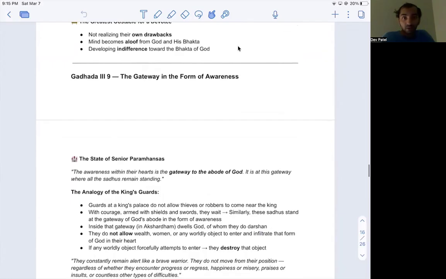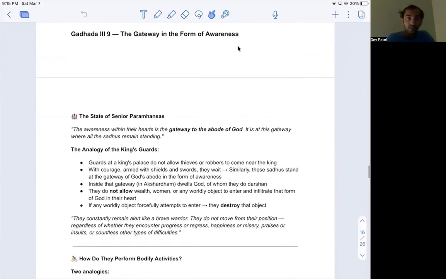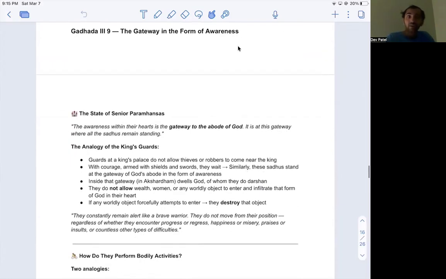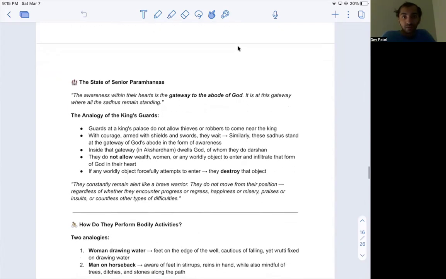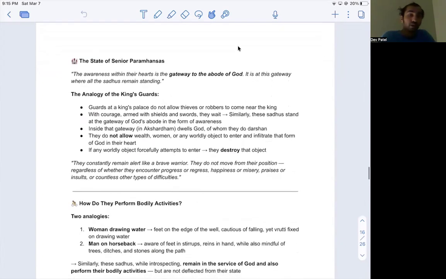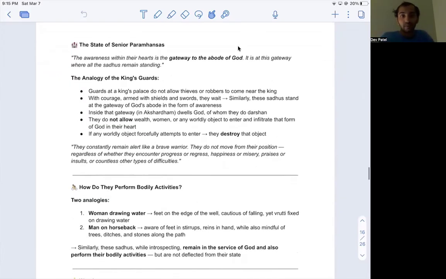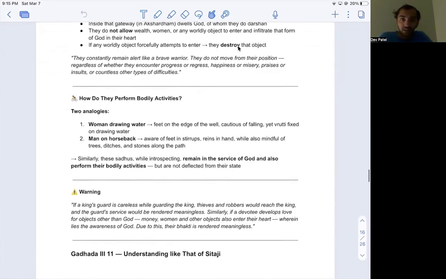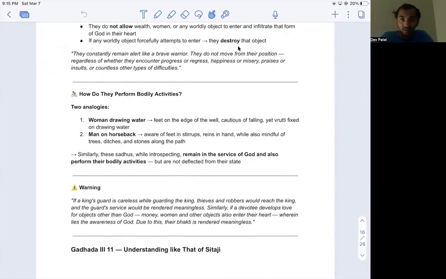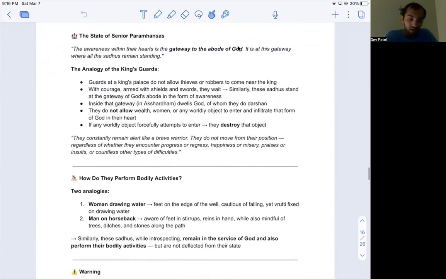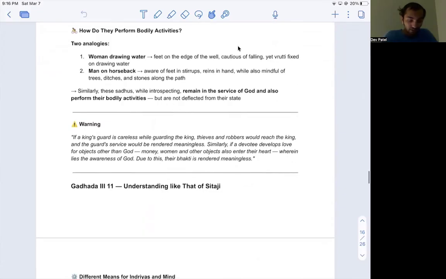Gateway awareness is an incredibly key analogy of the King's Guard. They don't allow thieves or robbers to even come near the king. They're shielded. And so that is why one must constantly be alert and aware. That awareness is the gateway to the abode of God. If a King's Guard is careless, then thieves and robbers reach the king. And so due to this, if a devotee develops love for objects other than God, then their bhakti is rendered meaningless. So have awareness, have control over the Indriyas.